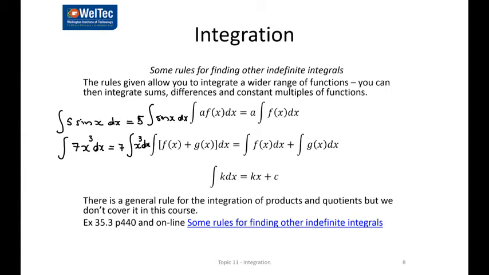It's also not very useful just to be able to integrate a single term, so we need to be able to look at something like the integral of maybe these two, 5 sine x plus 7x cubed. So we can split that up into the integral of 5 sine x plus 7 times the integral of x cubed dx, and then we can integrate as usual.